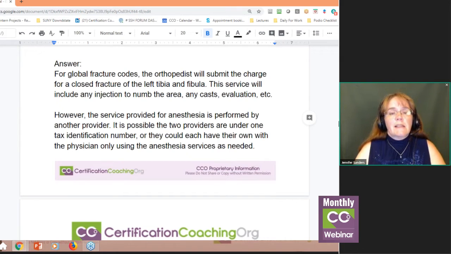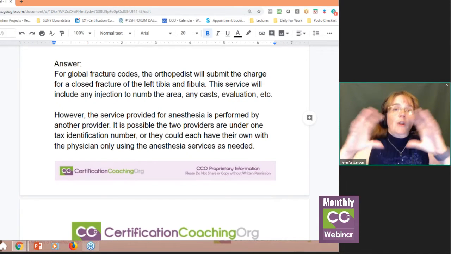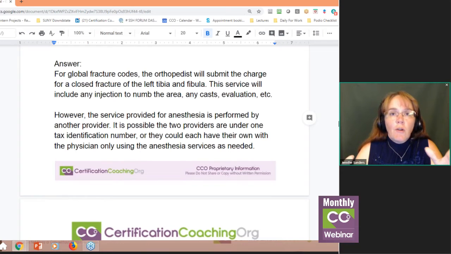But that orthopedic is going to submit a charge for the closed fracture of the left tib-fib. And that service is usually going to include it on that data service. When he sees this patient and bills a global charge, it's going to include global procedures along with it. So all of the follow-up E&Ms for the next 90 days, they're part of that charge. We're anticipating seeing this patient again multiple times for this problem. That's why they get paid so much, because the work involved continues for 90 days.